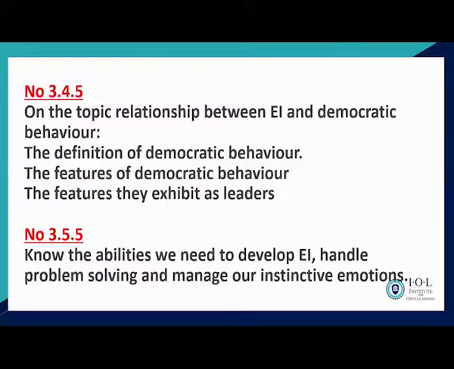In number 3.4.5, on the topic relationship between EI and democratic behavior, you should know the definition of democratic behavior, the features of democratic behavior, and the features they exhibit as leaders. In number 3.5.5, you should know the abilities we need to develop EI and to handle problem solving and to manage your own instinctive emotions.